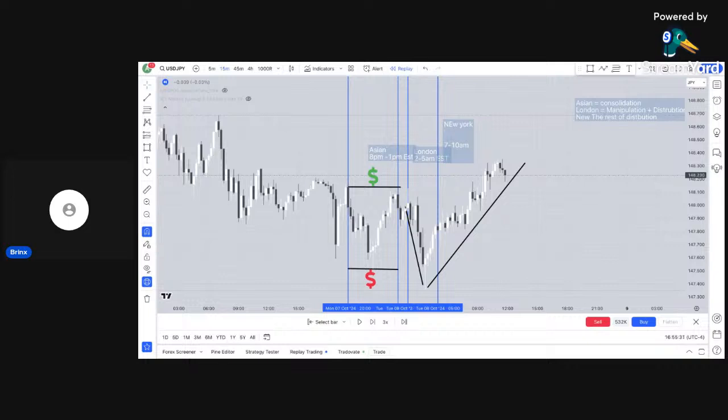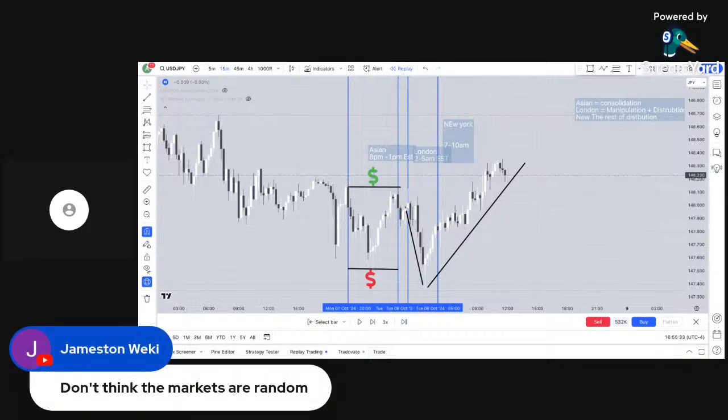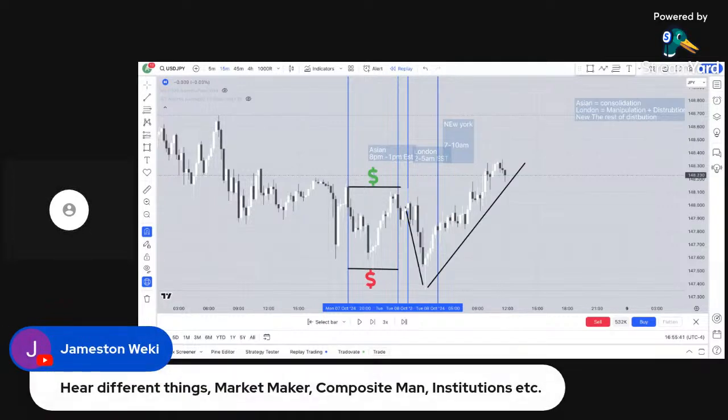Pause institutions. Boom. So going back to the questions in the comment section, Jameson says, I don't think the markets are random. I hear different things. Market makers, composite man, institutions. Right. So Jameson, we'll talk about them, but I totally subscribe to the idea of a market maker. I know when you first hear these concepts, they seem very conspiracy theory-ish, right? But you can look up the market maker, and we'll talk about this more next week.